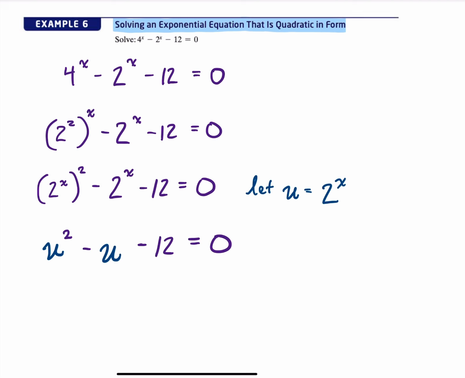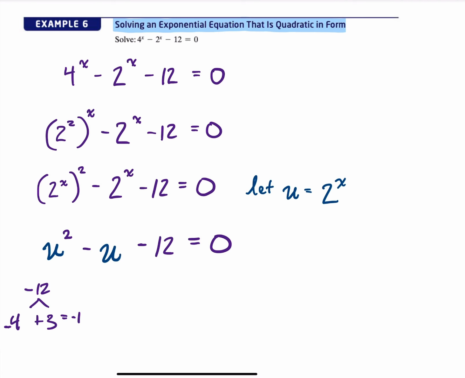So let's just do it with our u's. I would think of factors of negative 12 that would add up to negative 1. What would that be? 4 and 3. One of them's positive, one of them's negative. I want the result to be negative, so let's make the 4 negative and the 3 positive. Negative 4 plus 3 will give us the negative 1.